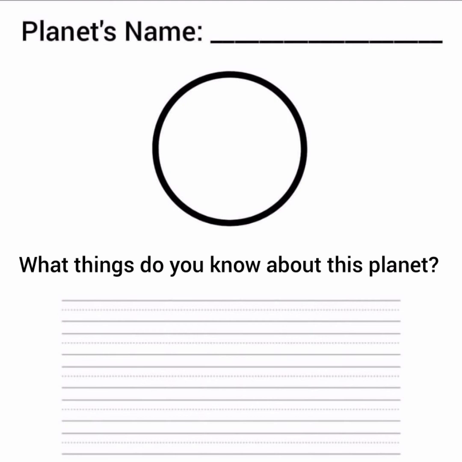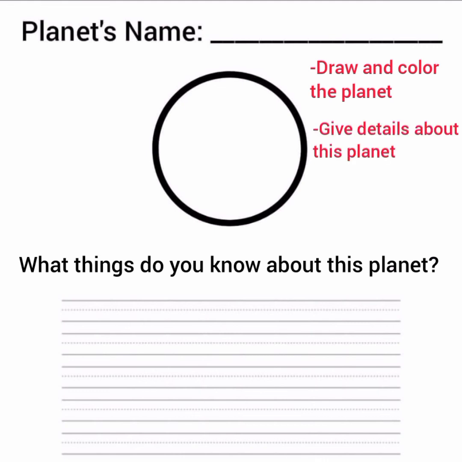This is planet's name. Okay, and I left a circle here for you to draw and color the planet that you've chosen. So please don't leave this just as a white black circle here. I left it like this so you can go ahead and draw and color how the planet looks. Okay, and now just like I just did previously, what things do you know about this planet? So write down any facts similar to what I just did.